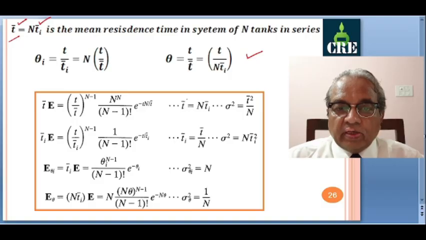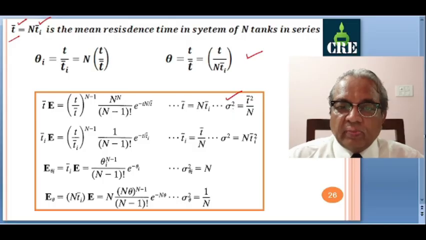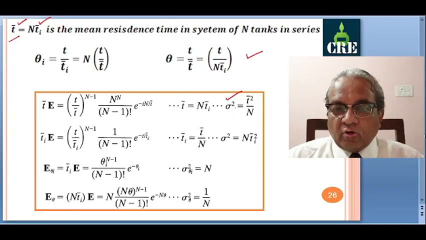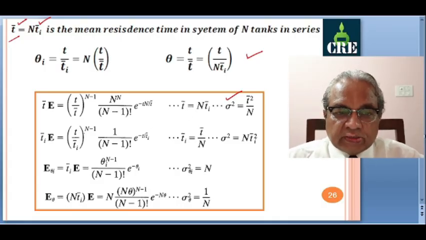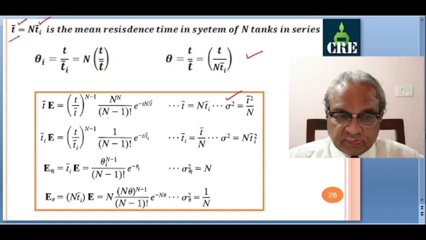Okay. T bar is n into Ti bar, that we have substituted here, and this tells us that variance is T bar square by n. n is number of tanks. That means if you find mean time and variance from RTD studies, n is equal to T bar square by sigma square. So number of tanks to be employed you can find out. Same thing, these two expressions, one for individual system and one for the total system of n tanks in series.